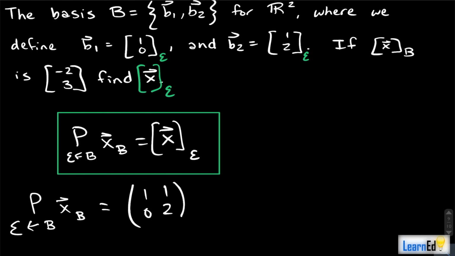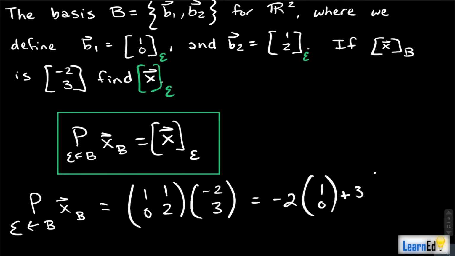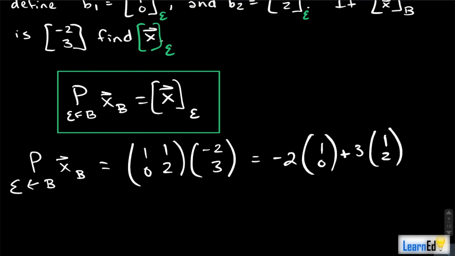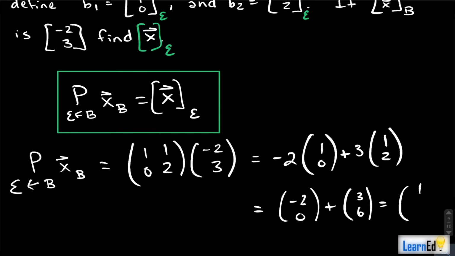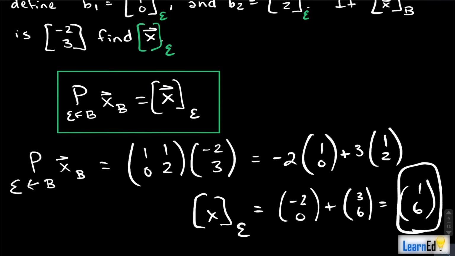Anyways, we're going to multiply this by xb, which we know to be negative 2, 3, and that's how we get x relative to E. So we get negative 2 times 1, 0, plus 3 times 1, 2. That is negative 2, 0, plus 3 times 6, which gives us 1, 6. And that right there is x relative to E. So that's how you do something like that.